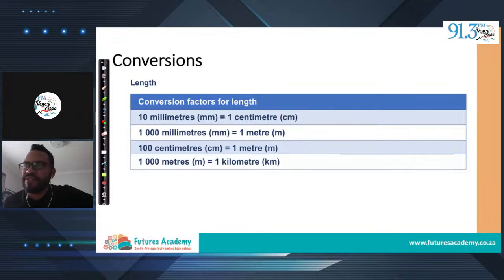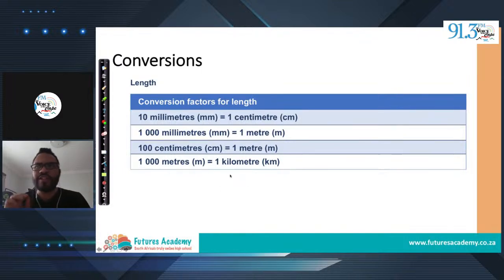From grade 5, grade 6, you were taught 10 millimeters is equal to 1 centimeter. You also know that 1,000 millimeters is equal to 1 meter, and 100 centimeters is equal to 1 meter. We also know that 1,000 meters is equal to 1 kilometer. So we're going to recap that very quickly: 10 millimeters is 1 centimeter, 1,000 millimeters is 1 meter, 100 centimeters in a meter, and 1,000 meters in 1 kilometer.